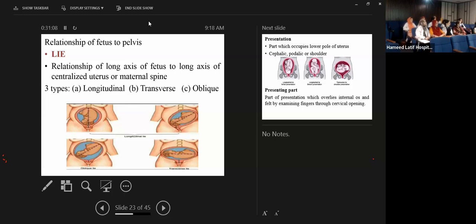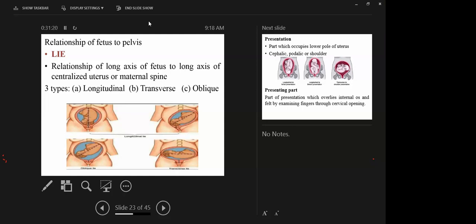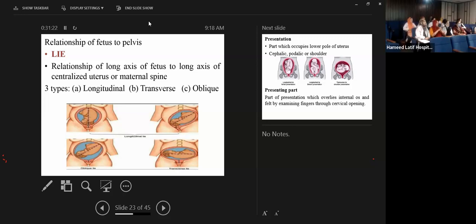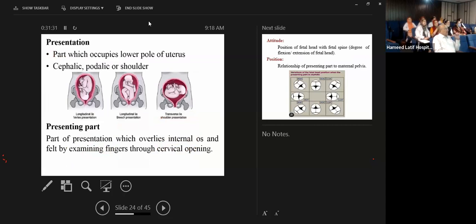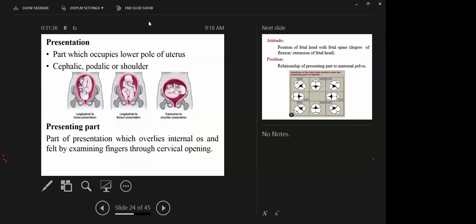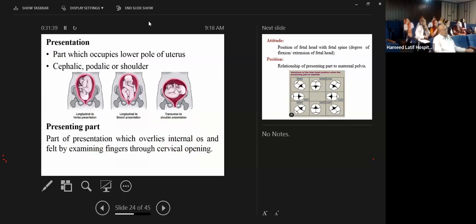So the lie of the fetus in comparison to the long axis of the uterus, that makes it lie, as she's going to explain. And the part of the fetus which is overlying the pelvic inlet, that is the presentation. Now the presentation is the part which occupies the lower pole of the uterus. It may be cephalic or podalic or shoulder presentation. The presenting part is the part of the presentation which overlies the internal os, and it is felt by the examining fingers through the cervical opening.